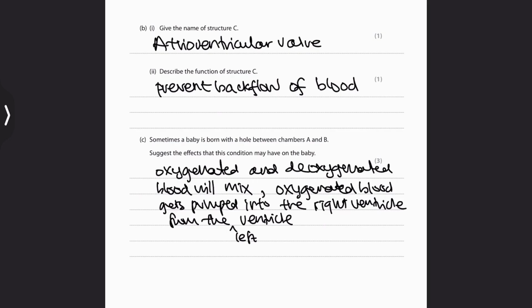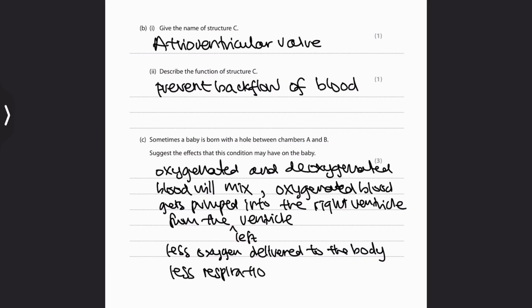And the consequence of that is that less oxygen is delivered to the body, because that's the job of the left ventricle, right? But it's not doing its job properly because of the hole there. And therefore, there's going to be less respiration. And when you see respiration, you should also be saying less energy, because these two are tied together, right? Less energy, or sometimes you call it ATP.